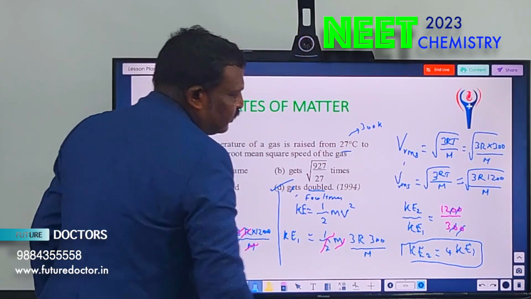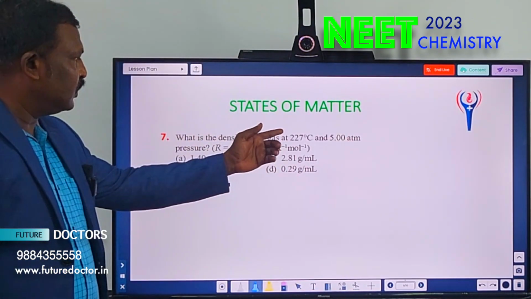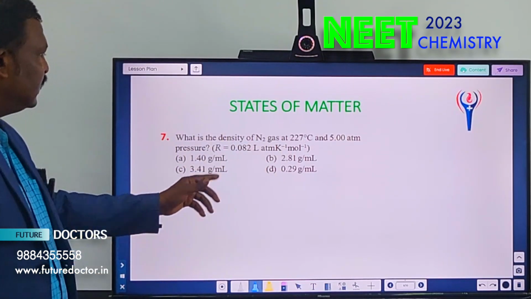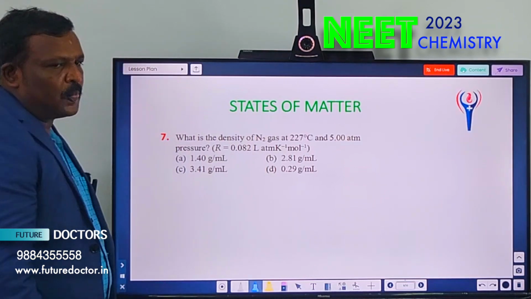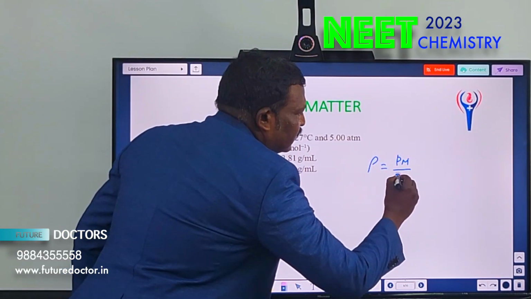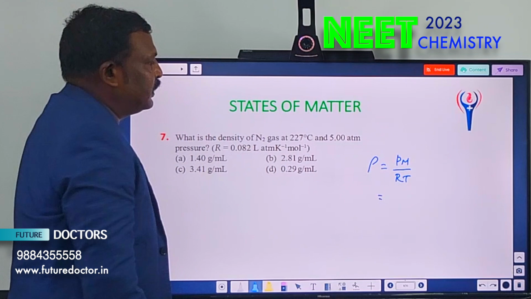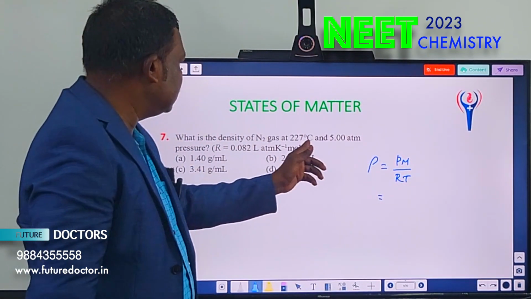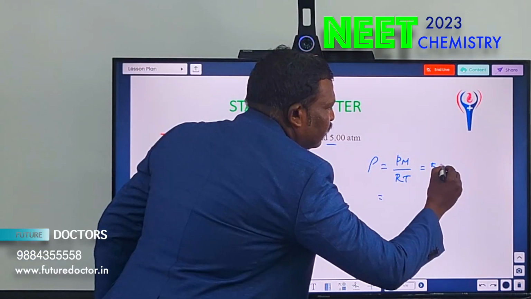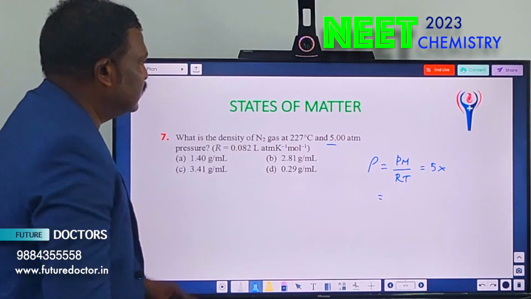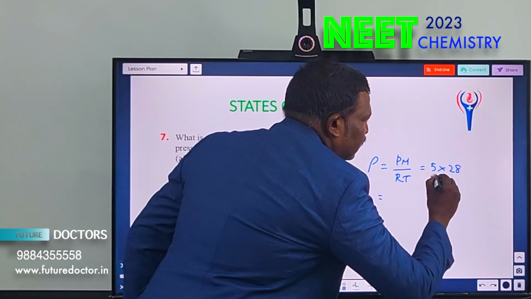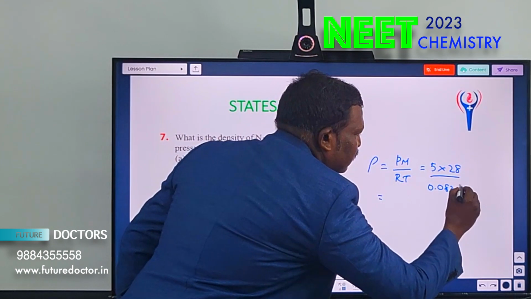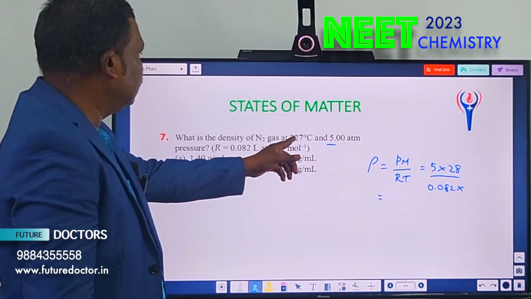Next one. What's the density of nitrogen gas at 227 degrees Celsius and 5 atmosphere pressure? R is given, a direct sum. What's the formula for density? PM by RT. This is the direct formula, you just remember it. Pressure, molar mass, gas constant, temperature. Pressure is given, 5. Molar mass of nitrogen gas is 28. R is 0.082. Temperature is given as 227.